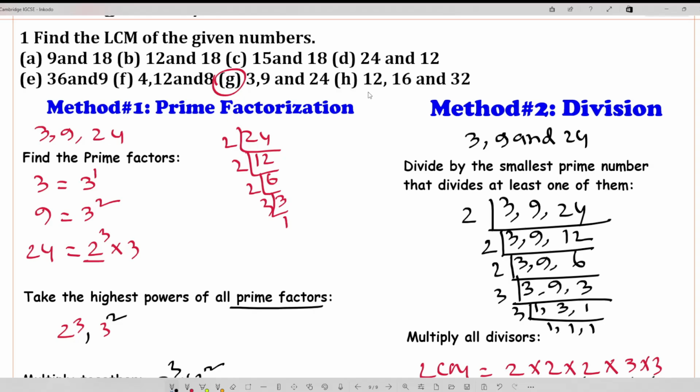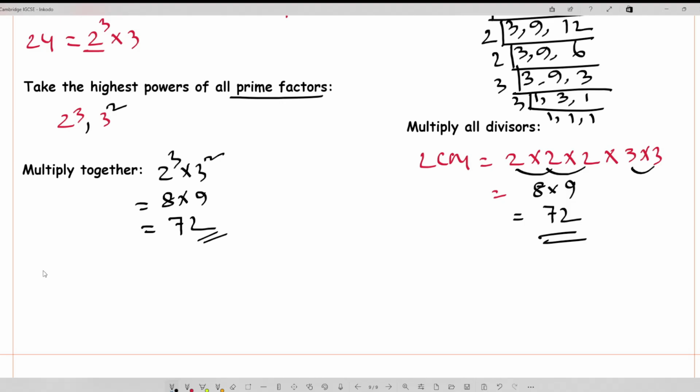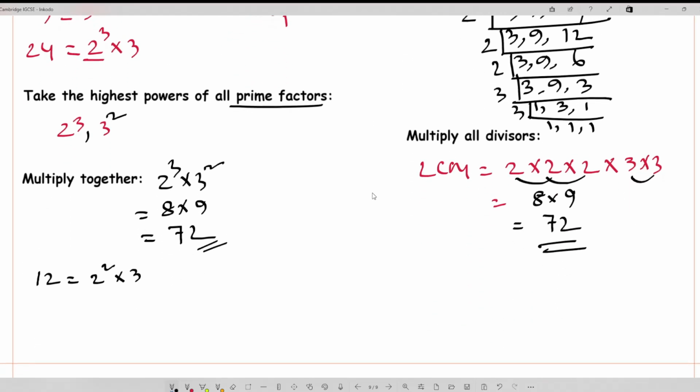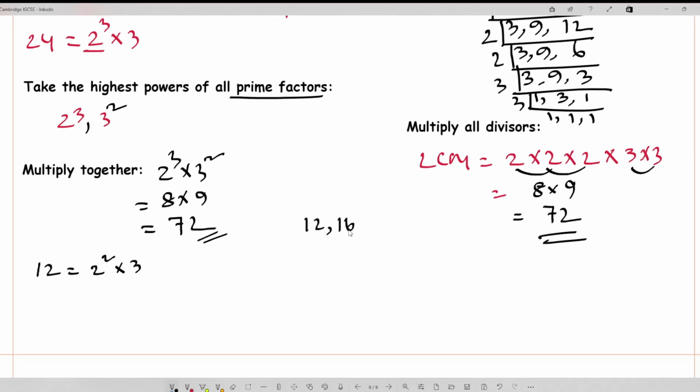Now the last one, which is 12, 16, 32. 12 we can write as 2 square times 3. Then 16 means 2 to the power 4, and 32 means 2 to the power 5. So 2 to the power 5 is 32. So what will be the LCM?